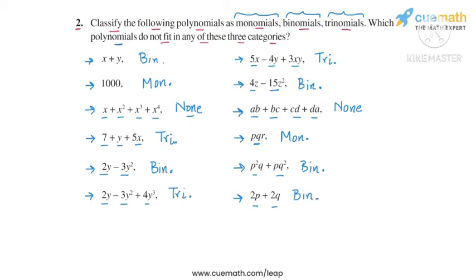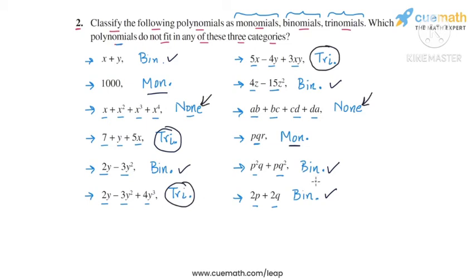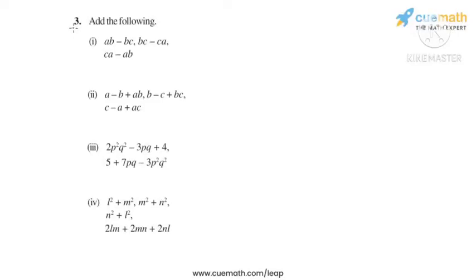So among the 12 expressions, we have 1, 2, 3, 4 and 5 binomials. We have 2 monomials and we have 1, 2, 3 trinomials, and we have 2 expressions that do not fit in any of the 3 categories. So with this we have completed question number 2. In question 3, we have to add the given expressions in each of these 4 parts that you see here. So let's start with the first part.